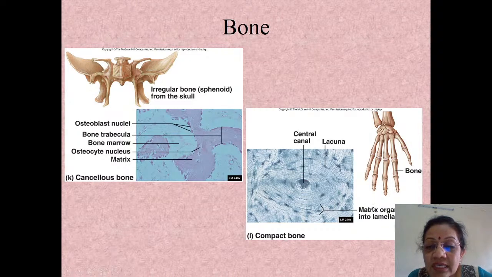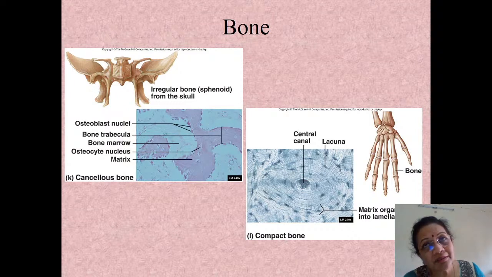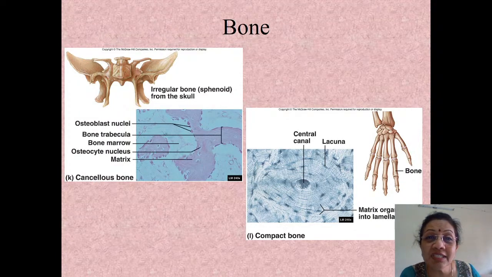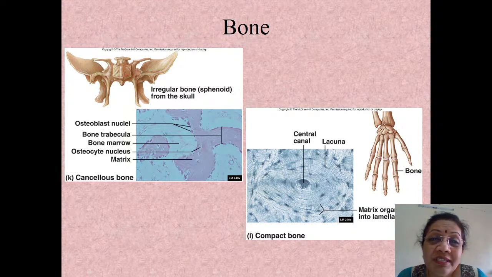And the matrix is organized into lamellae. And the matrix is ossified matrix, right? Which has organic material, which is the chemical compound which makes up the matrix of bone. So homework: I had mentioned glycosaminoglycans, or glycans, and chondroitin sulfate for cartilage matrix. For bone matrix, what is the chemistry?